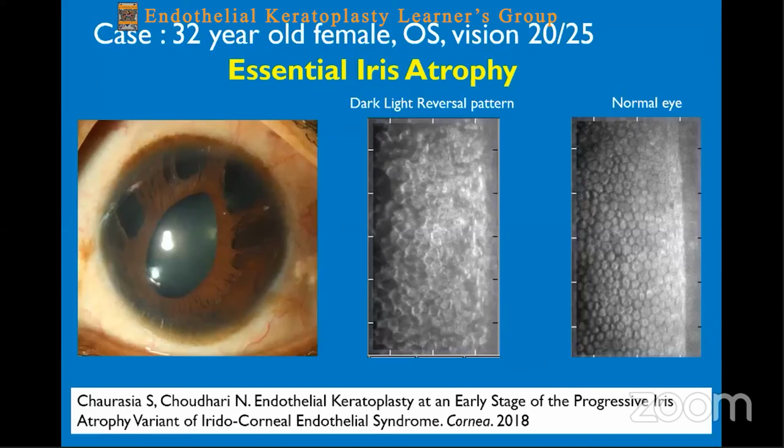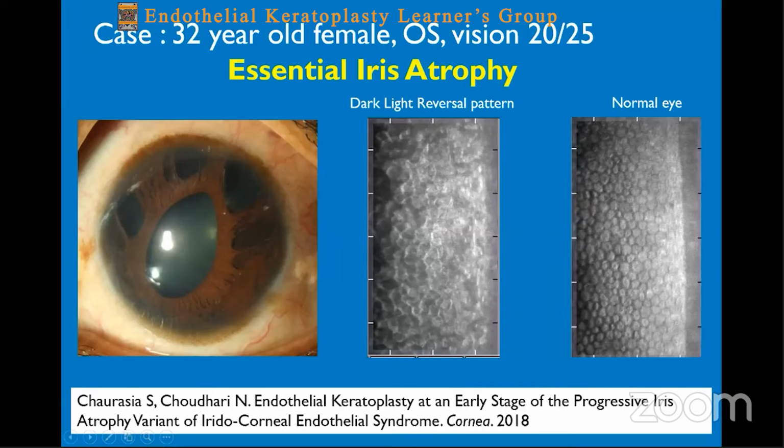This was a 32-year-old female with essential iris atrophy variant of ICE syndrome. In these patients, very often we see a very normal crystal clear cornea in the center, but most of the changes have happened in the iris and the peripheral cornea. And when we image from different parts of the cornea, we see a picture like this where we see a dark-light reversal pattern. This is quite common to see, and it is very important to image these patients in different gazes to know the extent of involvement and the area of abnormality on the endothelium.